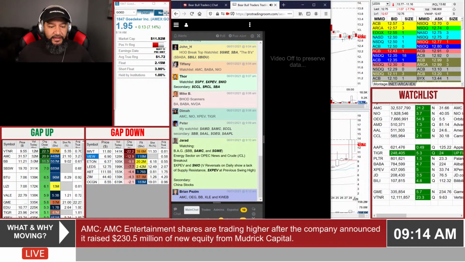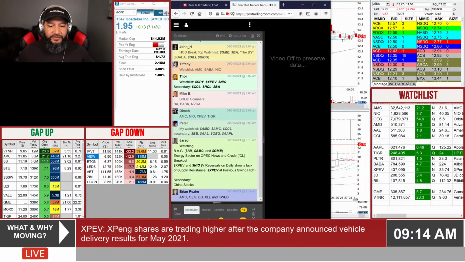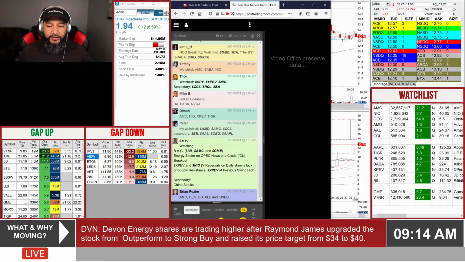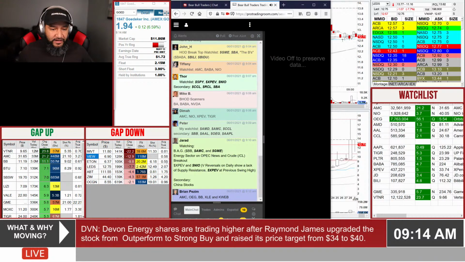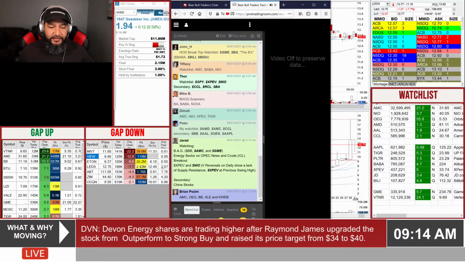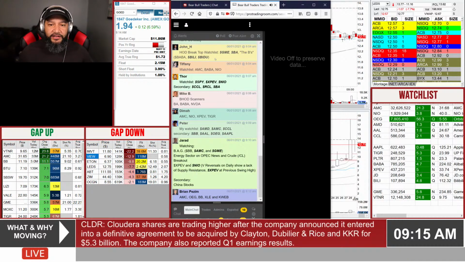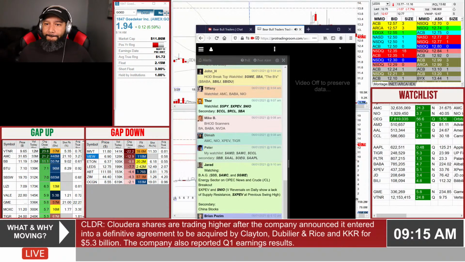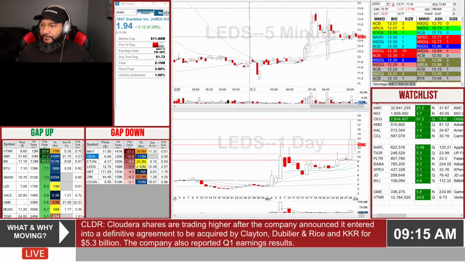Jared's looking at BAG, so that BAG means BB, AMC, and GameStop. He's also looking at some energy sector stuff there in crude oil. He's also looking at XPEV and NEO, and also XPEV previous swing for a high there. Secondary is Chinese stocks, and Brian is looking at AMC, OEG, BB, XLE, and also KWEB. So pretty good list, pretty similar to overall what we're watching here as well.